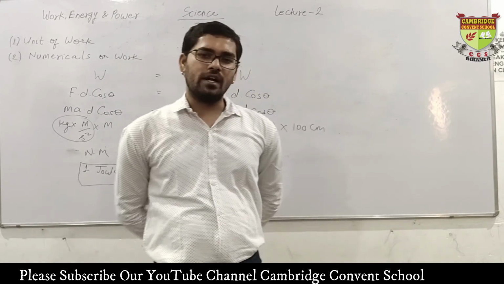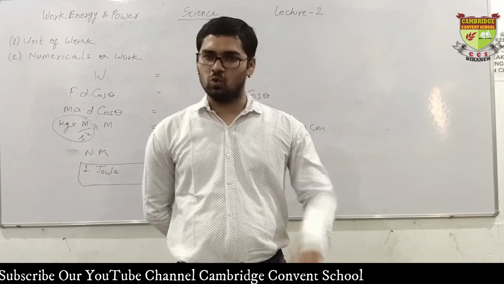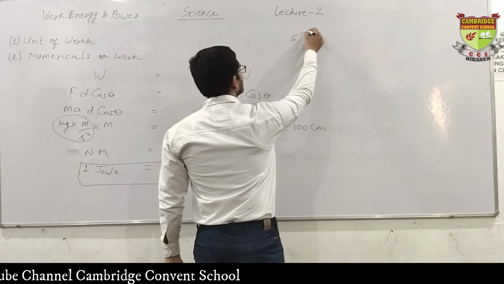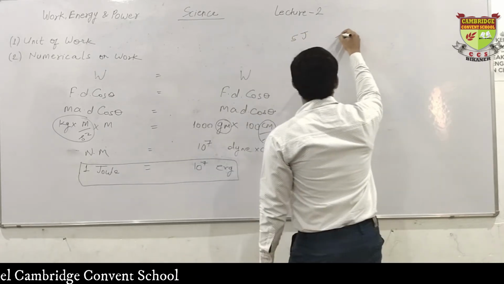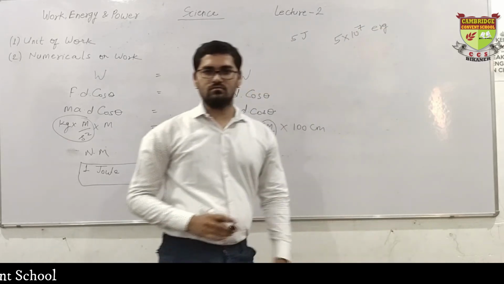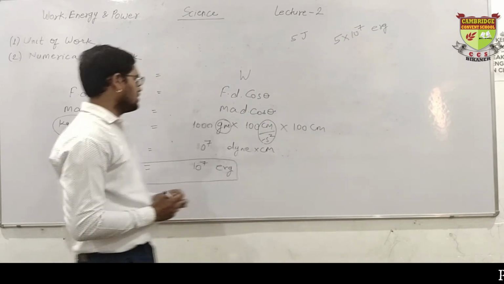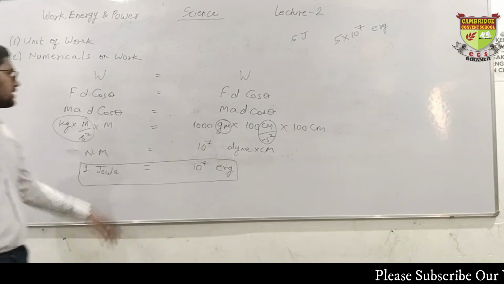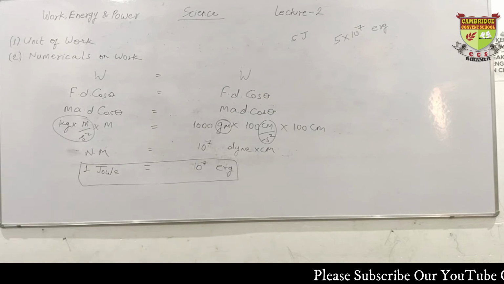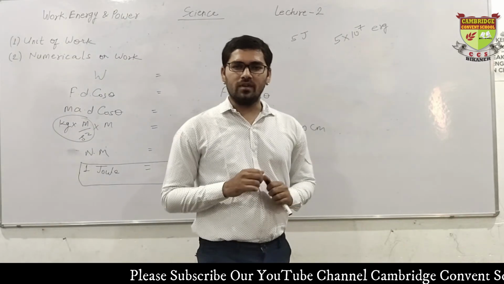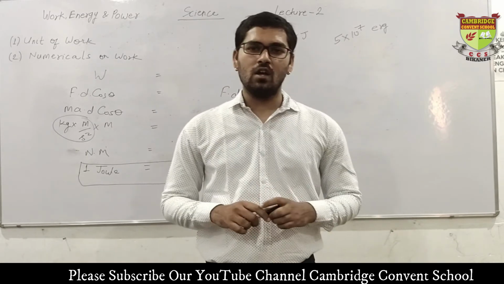Suppose I am told that work is 5 joule. What is work in erg? Work is 5 joule. Work in erg will be 5 into 10 raised to power 7 erg. Clear? That's it. So these are the 2 units of work. One is joule, second is erg. You will note it. Fine. Now we shall solve a numerical based on work.